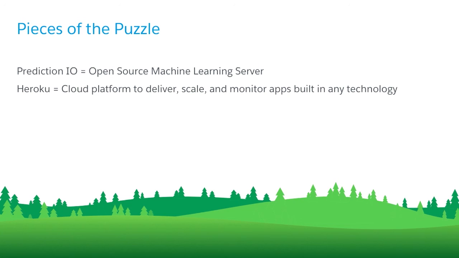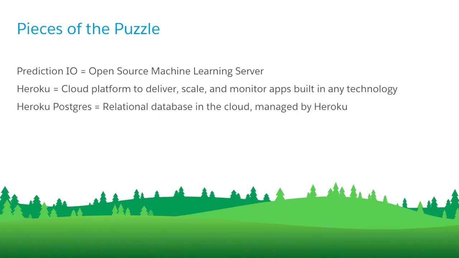Heroku is a cloud platform for building and deploying applications, and that's part of the Salesforce App Cloud family. So that's where I'm running the Dreamhouse application and running PredictionIO. Heroku Postgres is a relational database that is managed by Heroku. So it's in the cloud and gives me a relational database that now I can use.